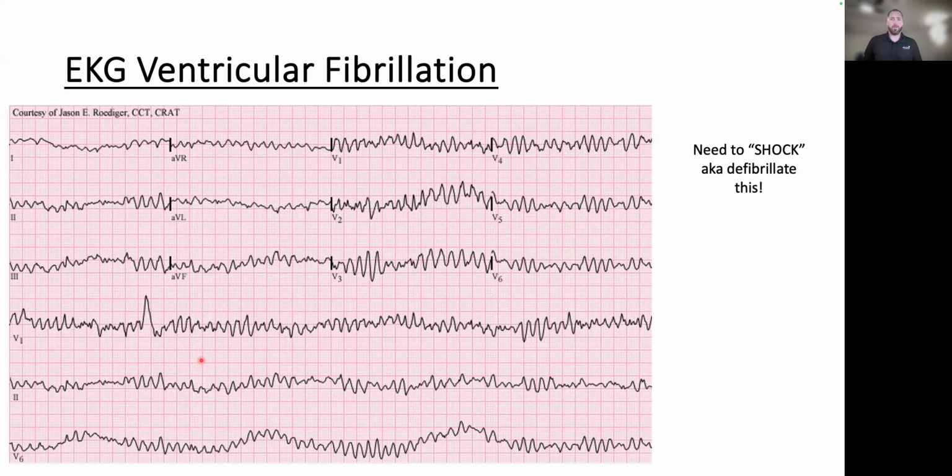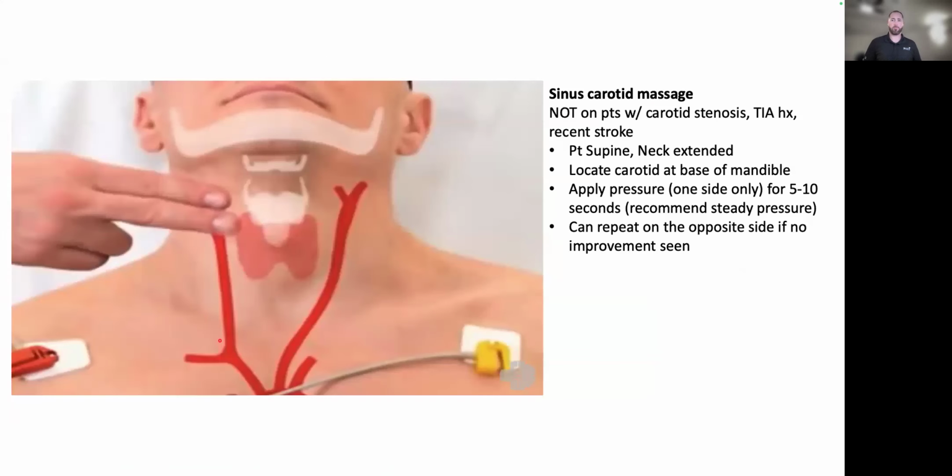Here is an ominous appearing rhythm. This is a V-fib pattern. So you have just a fibrillating ventricle. So no organized contractility here. The best way to treat V-fib is by defibbing them. So applying electricity to get those ventricles, those cardiac muscles depolarized and see if you can get an organized rhythm to get them out of this.